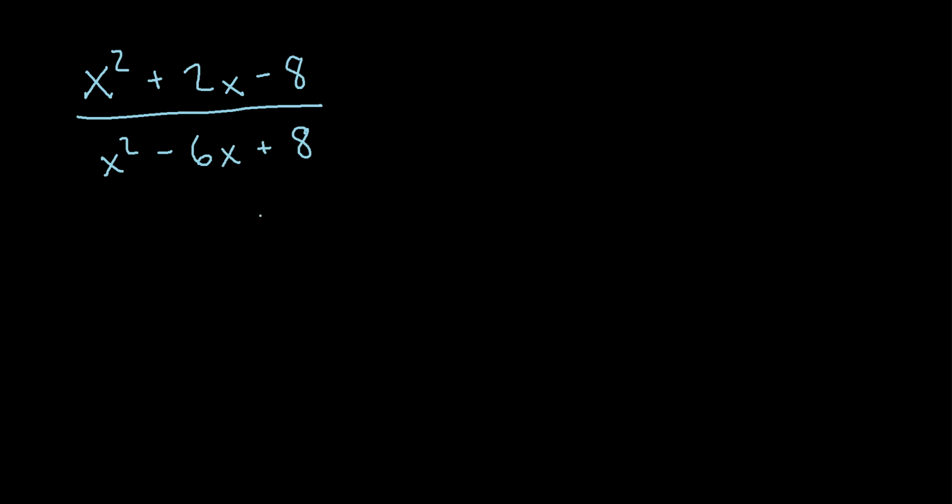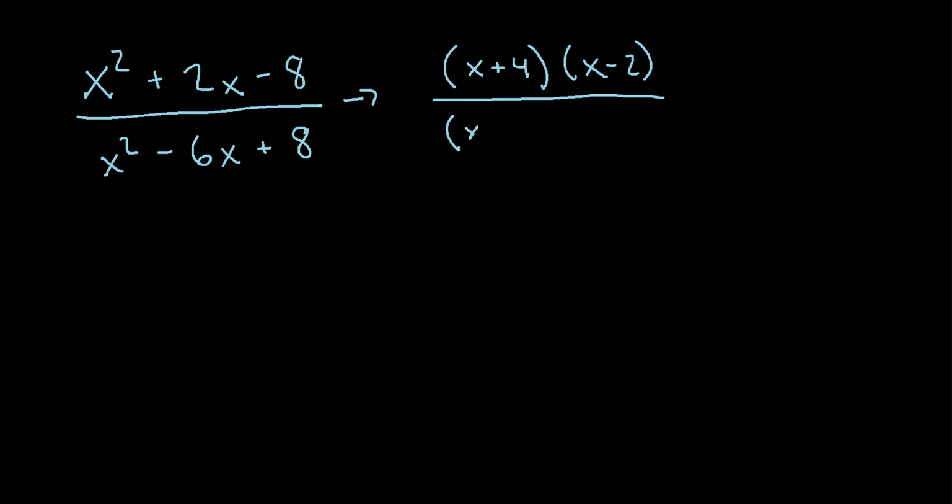To find the hole of this rational function, we first have to factor the numerator and the denominator. So the way that we can factor the numerator is we have to ask ourselves, what numbers multiply to negative 8 but add to positive 2? Well, that would be 4 and negative 2. So we can factor the numerator as (x plus 4)(x minus 2). And in the denominator, we can do something similar. Ask ourselves, what numbers multiply to 8 but add to negative 6? So that would be negative 4 and negative 2. So we can factor this as (x minus 4)(x minus 2).